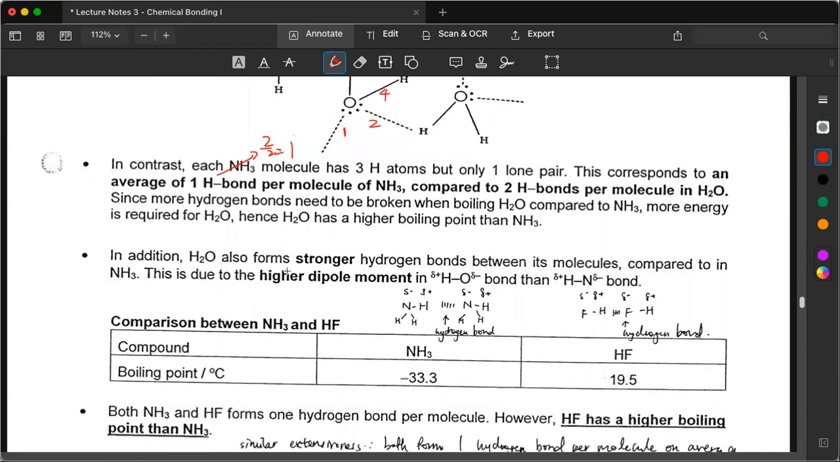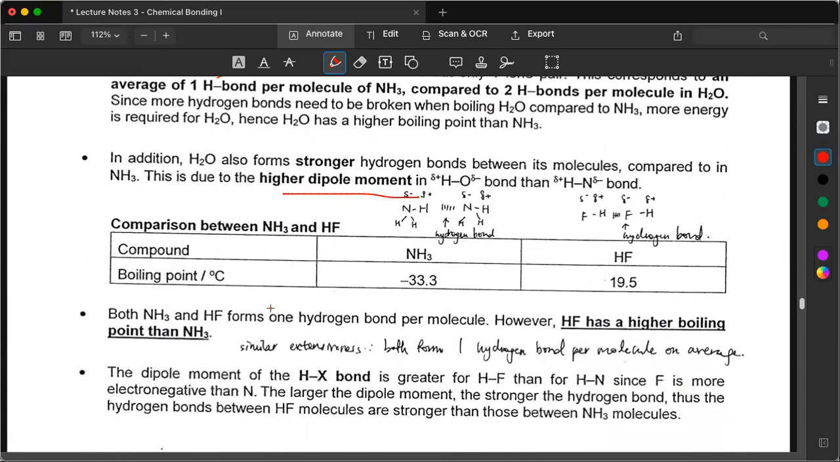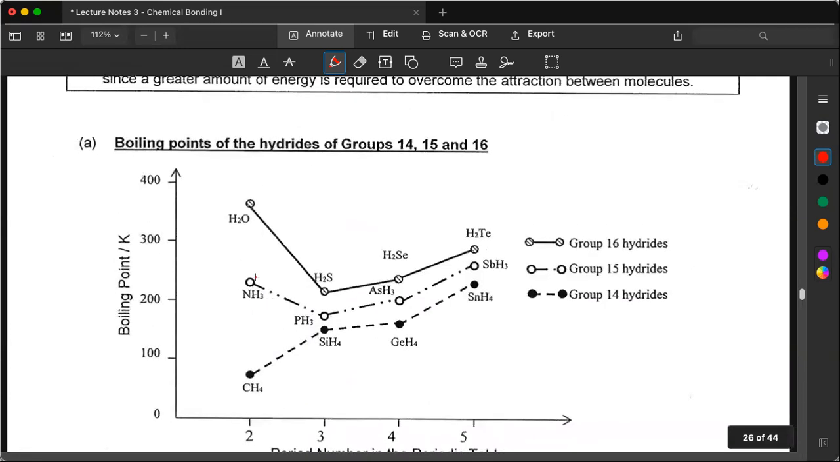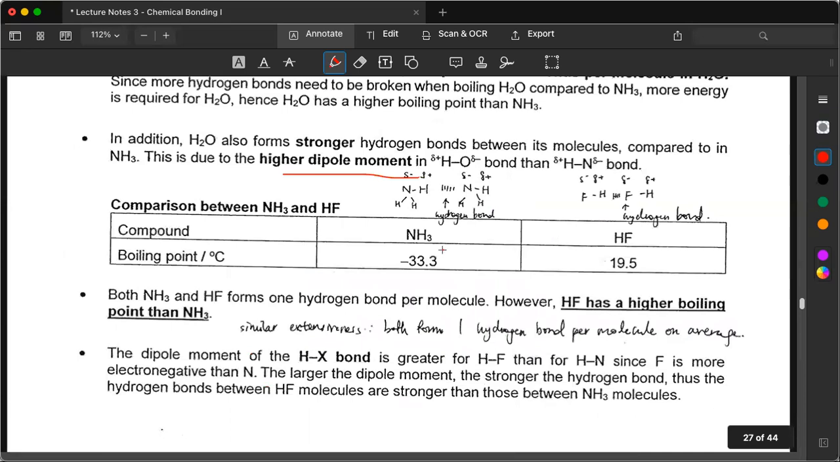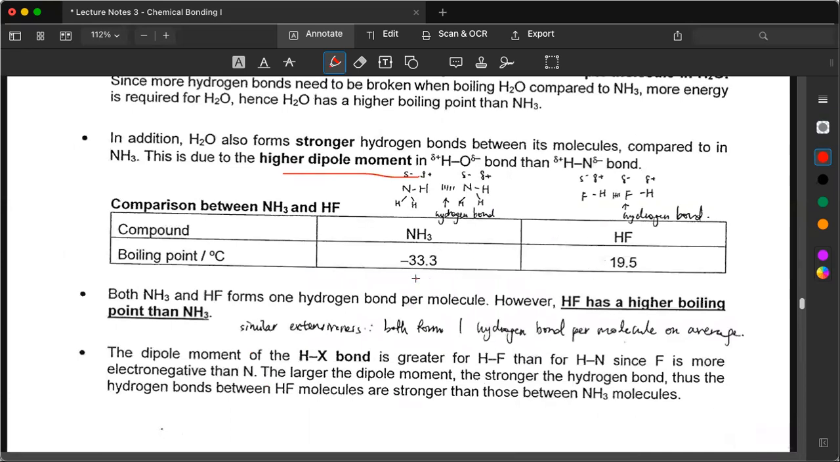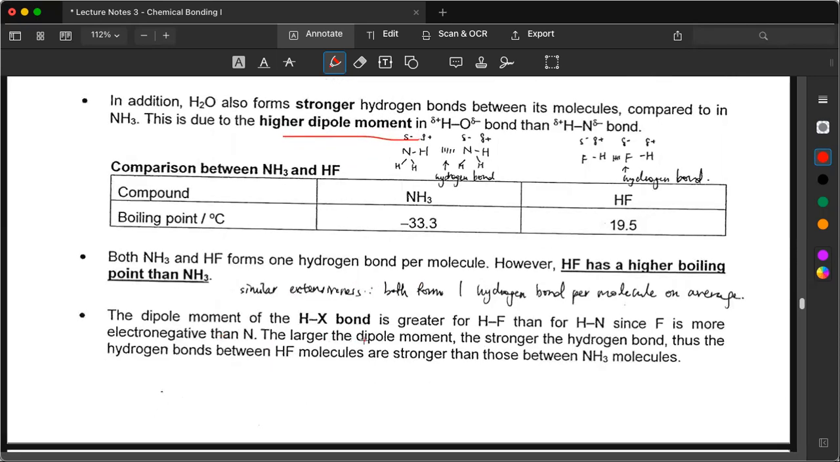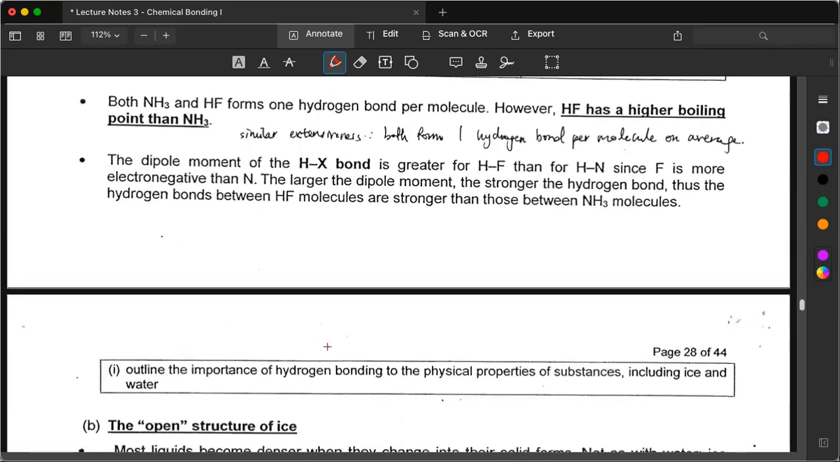Now, H2O also forms stronger hydrogen bond between molecules compared to NH3 because the O-H bond has a higher dipole moment. Okay, this is another key point. Then between NH3 and HF, they don't have it here, but we have it here. So between these 2 molecules, NH3 has a lower boiling point, although both have hydrogen bond. But this is because the H-F bond dipole is greater for HF, because F is more electronegative. So the larger the dipole moment, the stronger the hydrogen bond, so more energy to overcome.